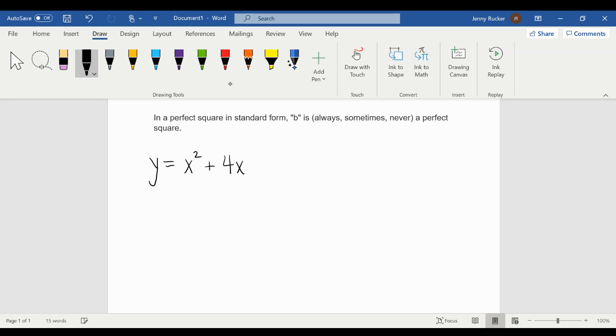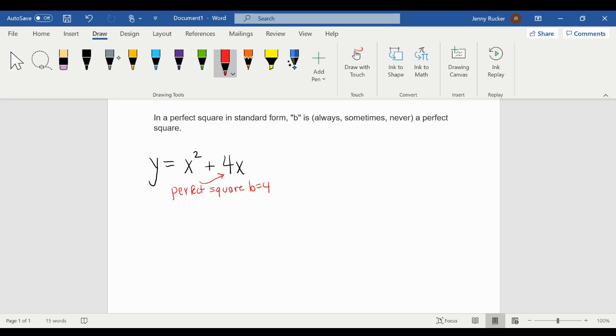And that is a perfect square. And it is positive, okay? But it could be negative. It doesn't say it has to be positive, but let's just try it with a positive perfect square with a b value of 4.